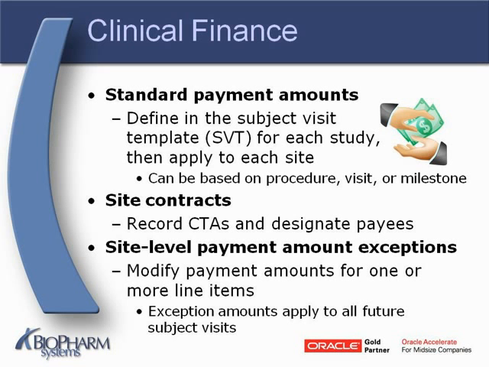So for example, if for Site 101, the screening visit is typically $100, but for Site 101, we're actually going to be paying $150. So there's ways to do exceptions within the system, and this is what clinical finance actually does at those levels to ensure that the system is set up properly for investigator payments.